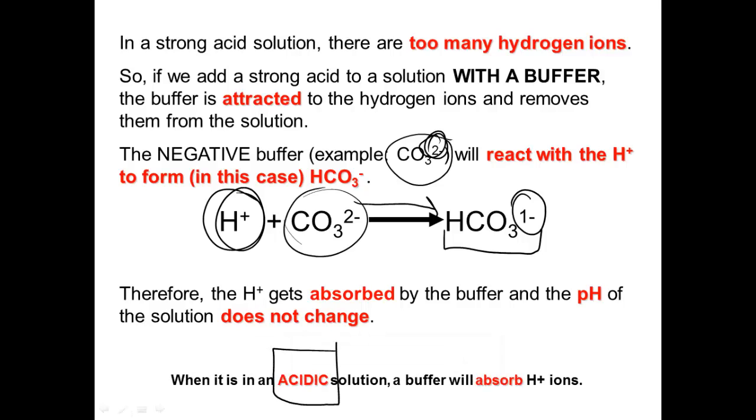If a buffer is in an acidic solution, it will absorb or grab onto all the hydrogen ions and remove them from the solution so the pH doesn't change.